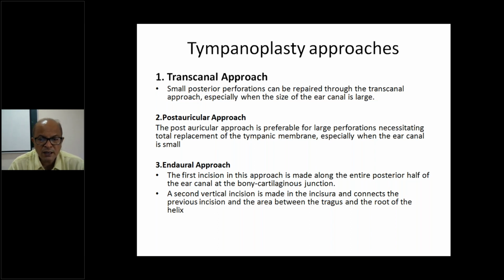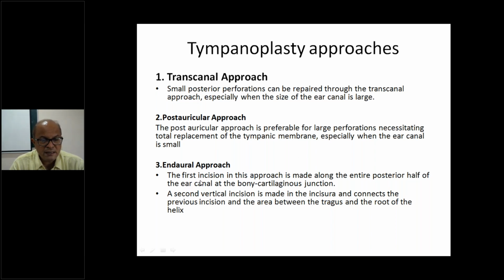So the endoral approach, here it has two incisions. So here the transcanal approach, the incision is named as a Rosen's incision. Post-auricular approach, Williams-Wild incision, and endoral approach, you have Lempert incision, Lempert, L-E-M-P-E-R-T. So Lempert has an A and a B.